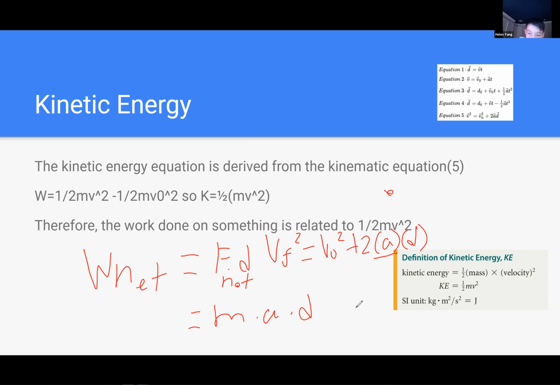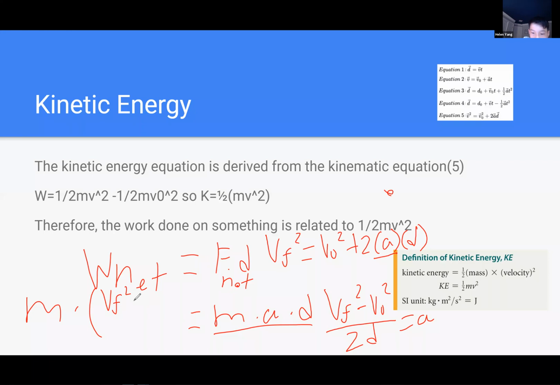And if you're trying to solve for the acceleration only, then you can write V final squared minus V initial squared over 2d is equal to the acceleration. Then you can plug it into this equation and write mass times V final squared minus V initial squared over 2d, and then times d. You can cancel out these two. And then if you do the math, you get the net work is equal to 1/2 times m V final squared minus 1/2 times m times V initial squared. This is also equal to the change in kinetic energy, and the kinetic energy would be 1/2 times m v squared.